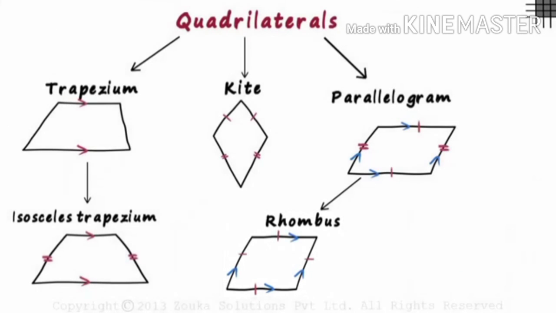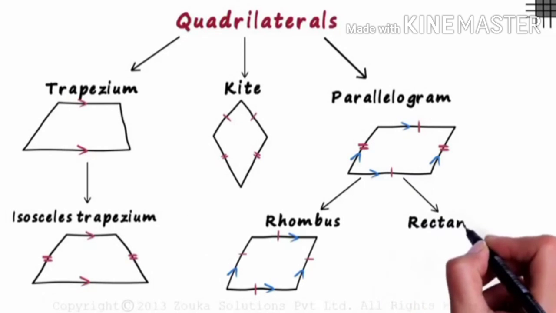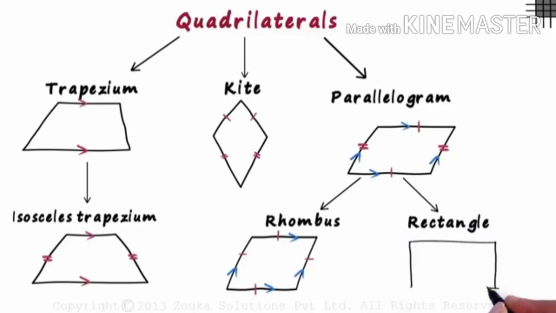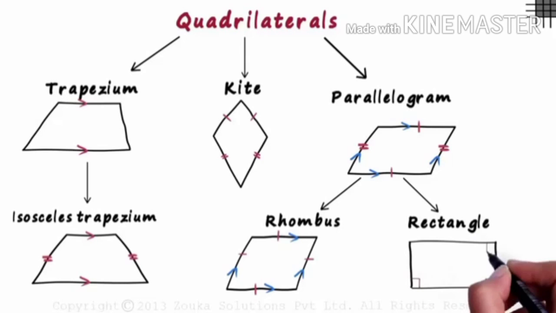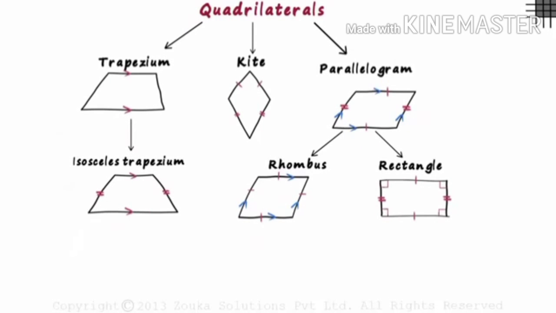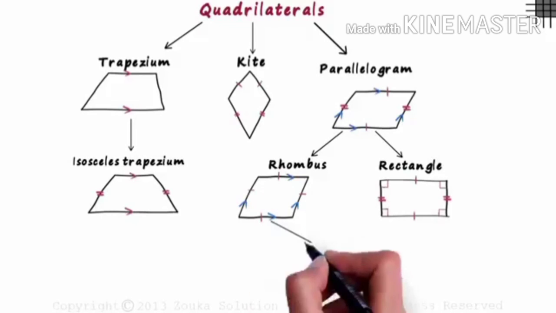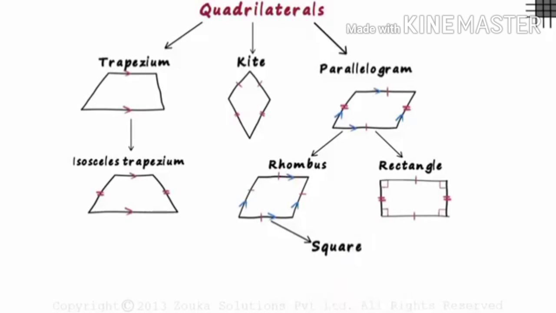Another special case of a parallelogram is a rectangle. It looks like this. It is a parallelogram which has all its angles equal to 90 degrees. And since it's a parallelogram, its opposite sides are equal too. Let's zoom out a bit and see the last special case. A special case of a rhombus is a square. It will have all the properties of a rhombus. Its opposite sides are parallel and all its sides are equal.